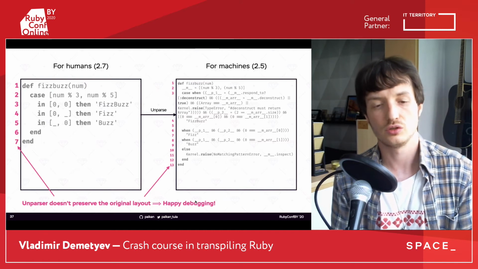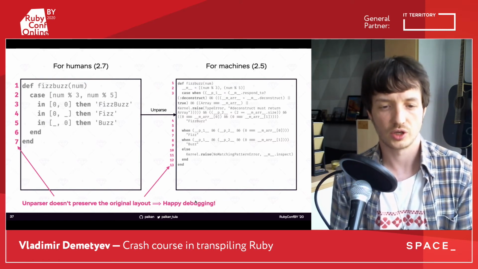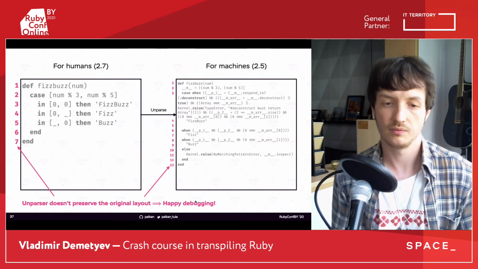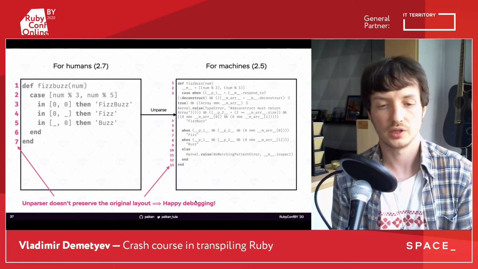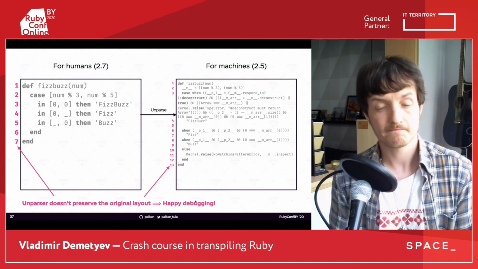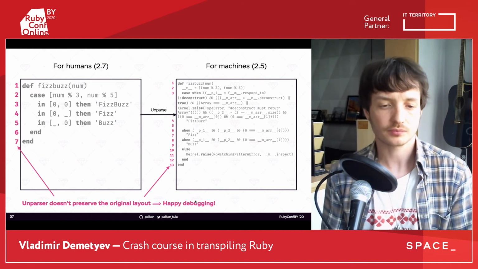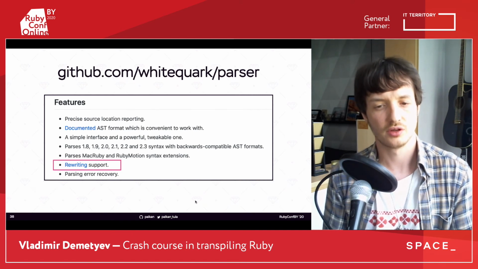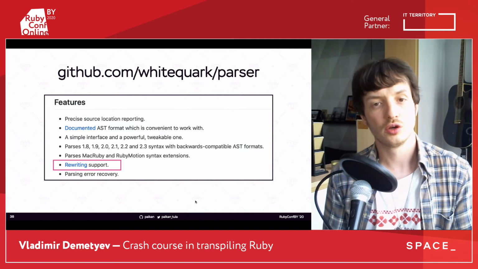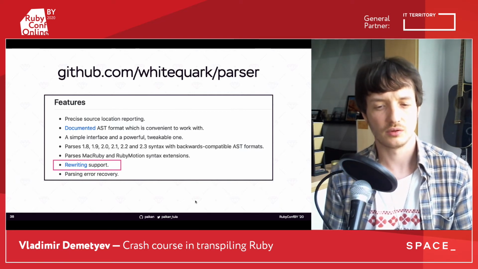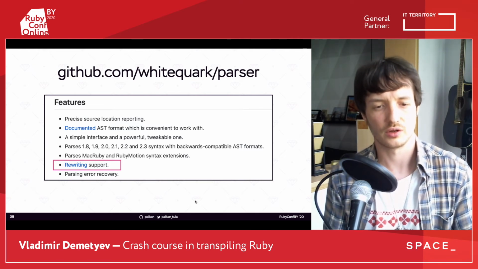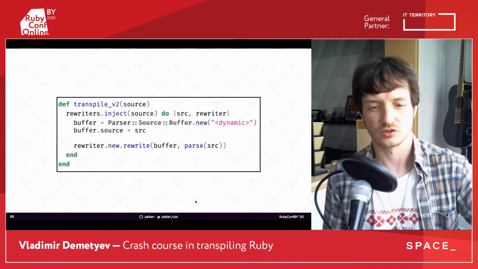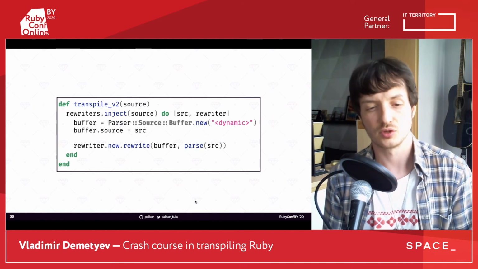So we can't just use Unparser to generate a new source code because the new source code won't be of the same form as the original one. That's not a good developer experience. So let's take a look at what we can do else. How can we improve our transpiling process? Hopefully, Parser has a solution for us. It has rewriting support. So it has an API to rewrite code in place. So for example, our transpile code will change to something like this. It doesn't matter what is going on here. We just generate some kind of buffer and transform it. Doesn't matter. Let's go to the rewriting example.